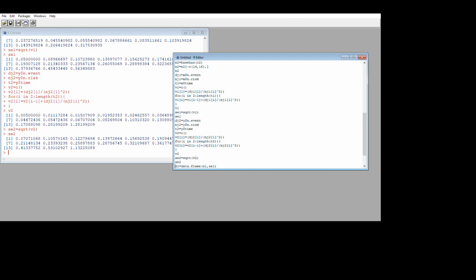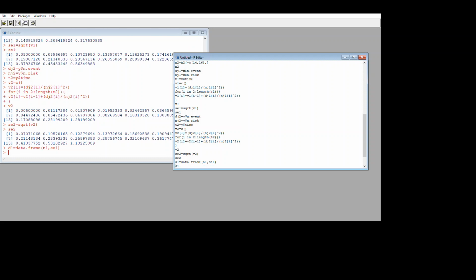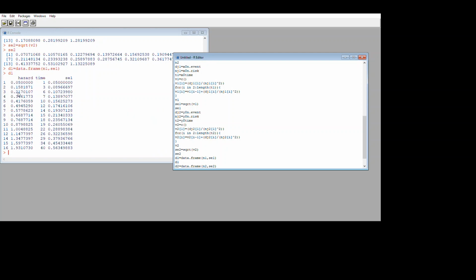Now we can combine all these estimates into a single data frame. For that, we give D1 equal to data.frame of N1, SE1. Now calling D1, the first column gives the Nelson-Aalen estimate for treatment A, the second column gives the exact lifetime for treatment A, and the third column gives the standard error of the Nelson-Aalen estimate.